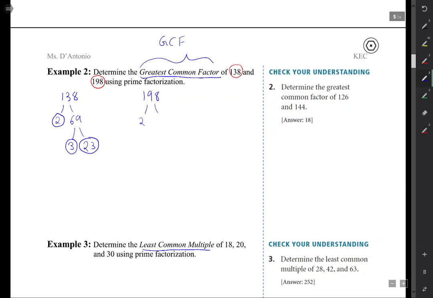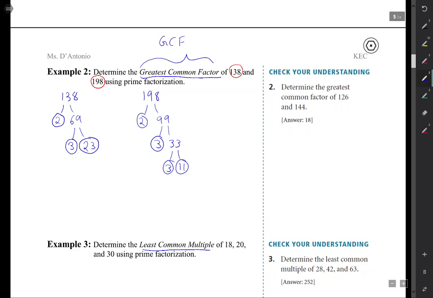198, we're going to do 2 times 99. 2 is a prime number, so we can circle that. And now we're going to do 3 times 33. Sure. 3 is a prime number, and we can break down this 33 into 3 times 11.